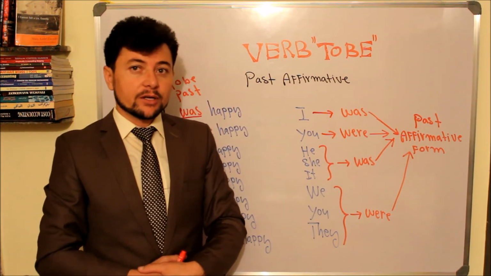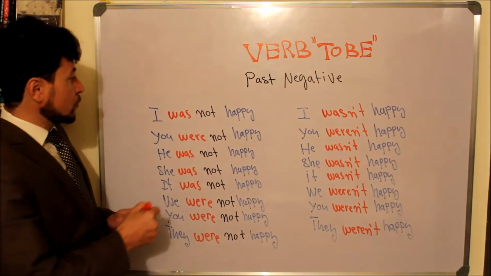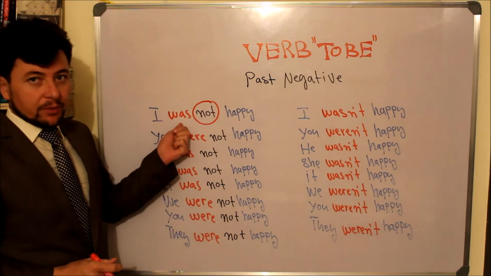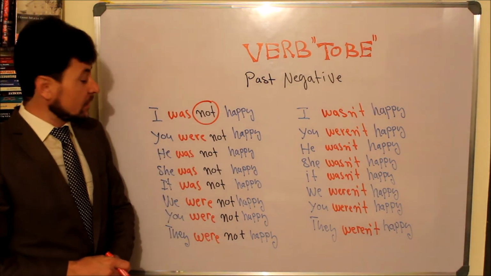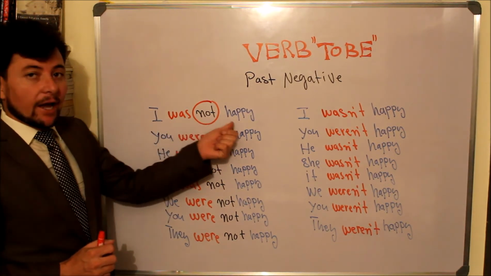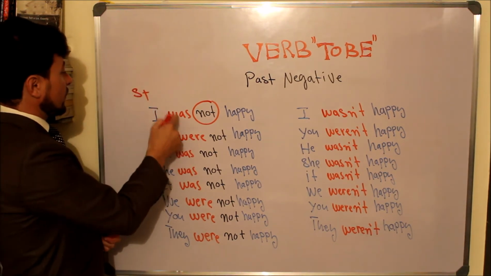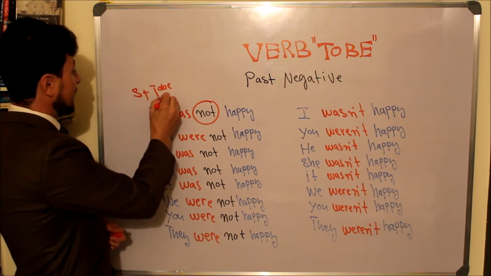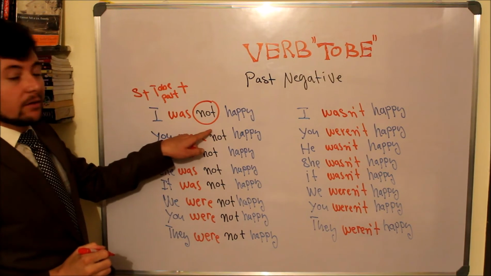Now let's move to the negative form. In the negative form, we only use the word not after verb to be, and this makes the sentence negative. So let's look at the sentences. I was not happy. Here we have subject, then we have to be in the past. After that we add not.